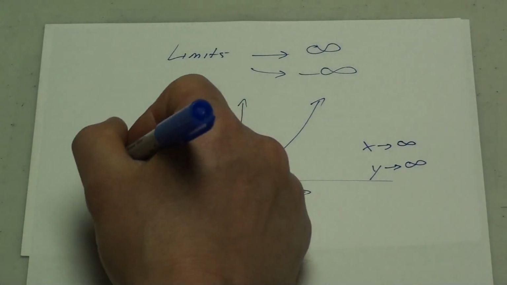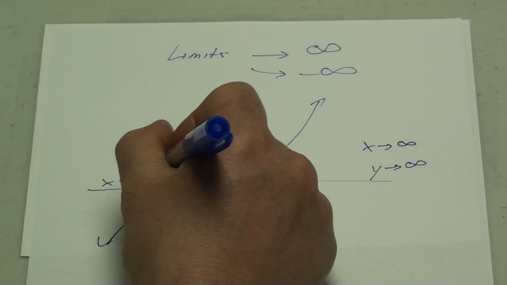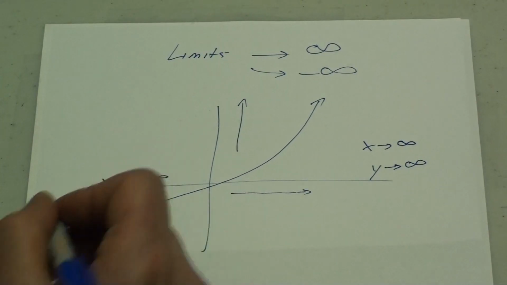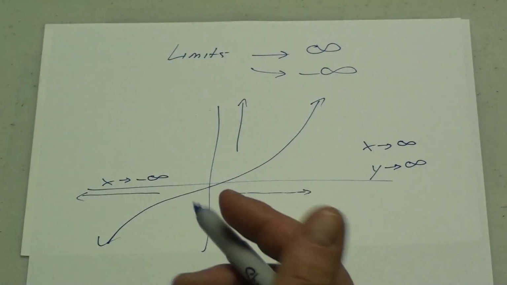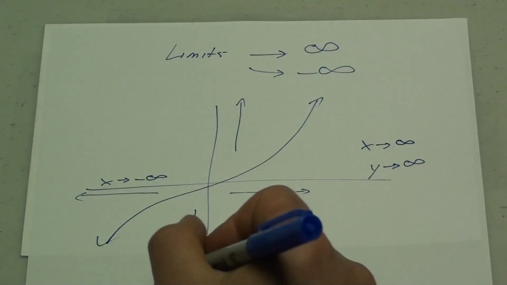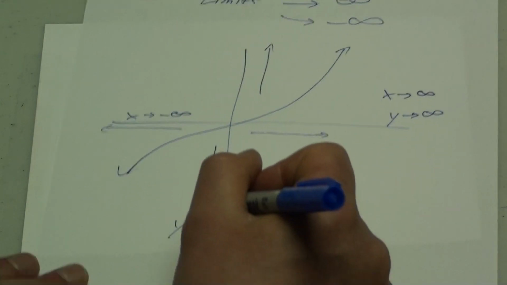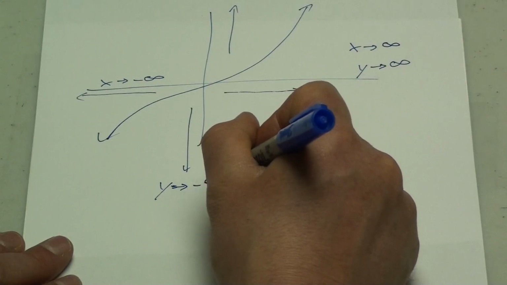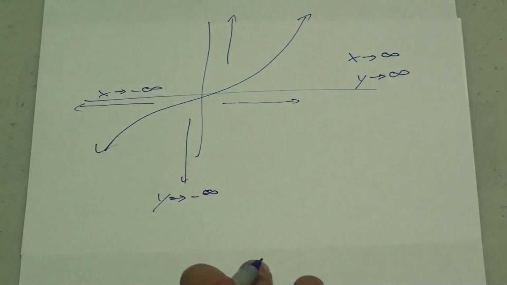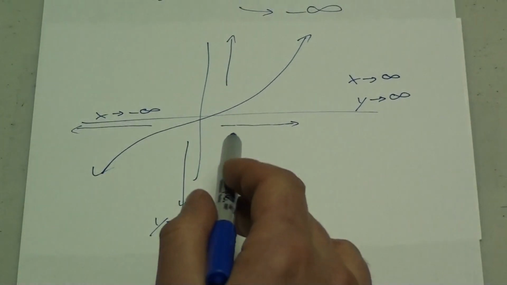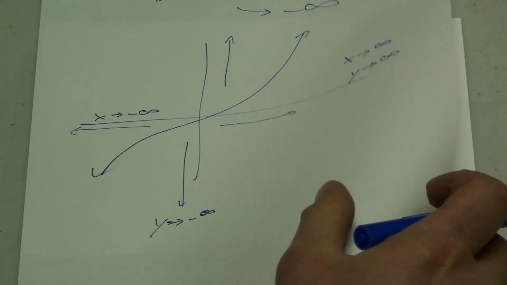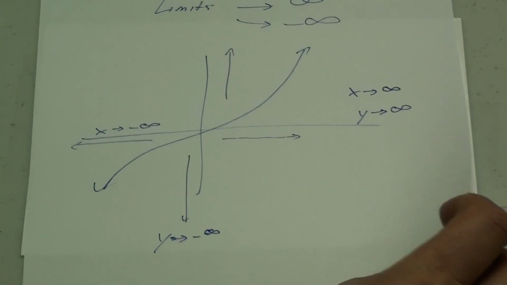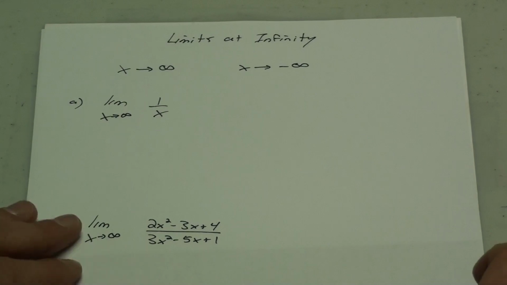As x goes to negative infinity, so as x gets smaller and smaller and smaller all the way down to negative infinity, what's happening to the y's? In this case, the y is going to approach negative infinity. So that's what we're going to do. We're going to approach infinity and we're going to approach negative infinity and we're going to see what happens to the y's. A lot of times it's going to be with an equation.